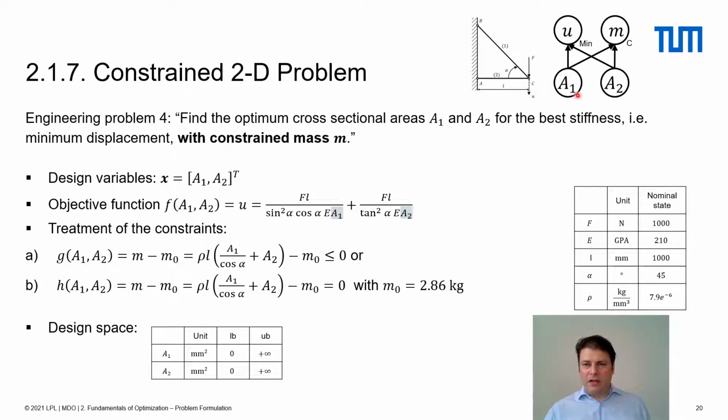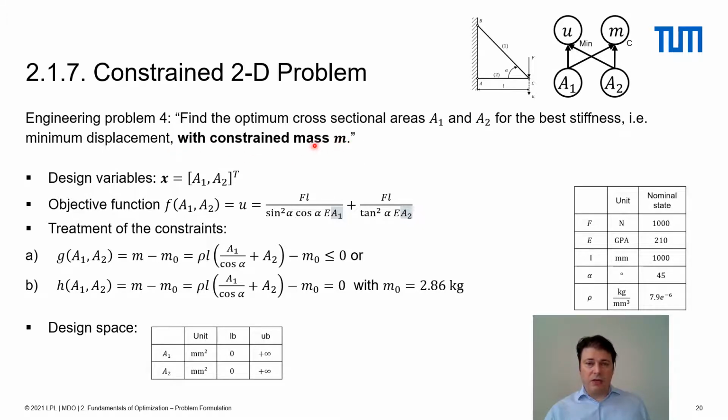So remember, we started with one variable, one quantity of interest. Then we added a quantity of interest when we used that for constraint formulation. And now we are adding one design variable. And the engineering problem that we're considering right now reads, find the optimum cross-sectional areas A1 and A2 for best stiffness, which is equivalent to looking for a minimum displacement with constraint mass.